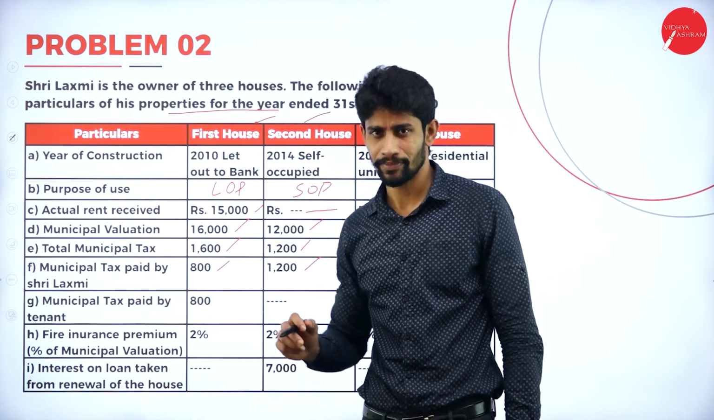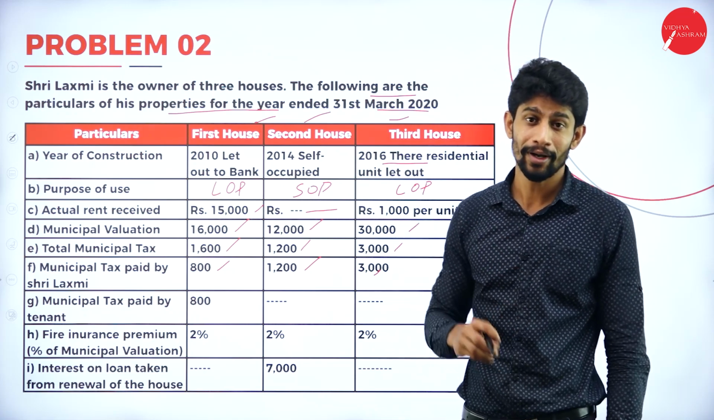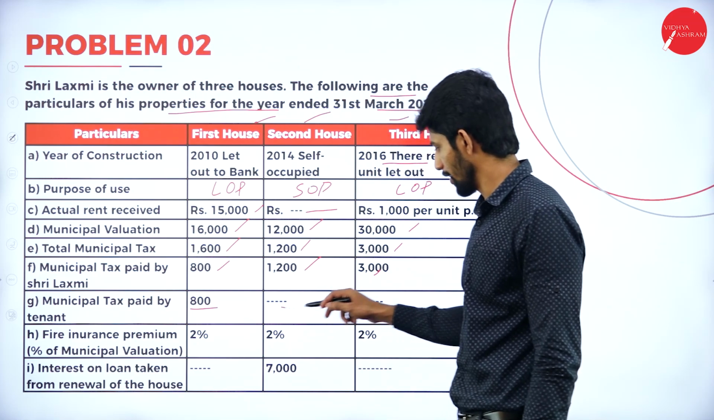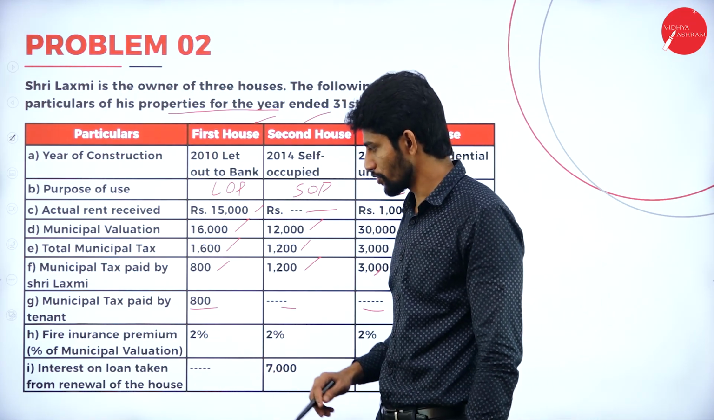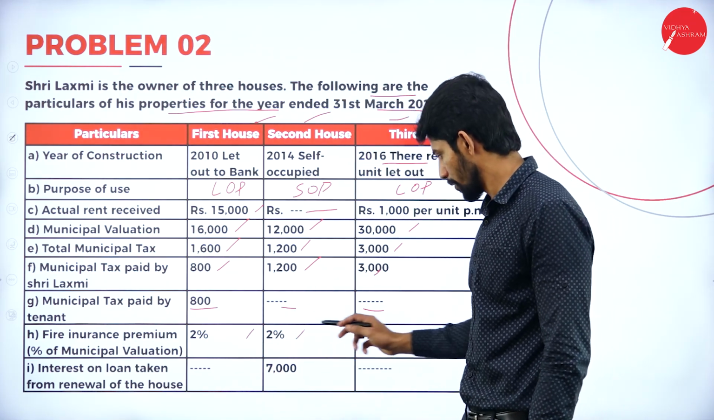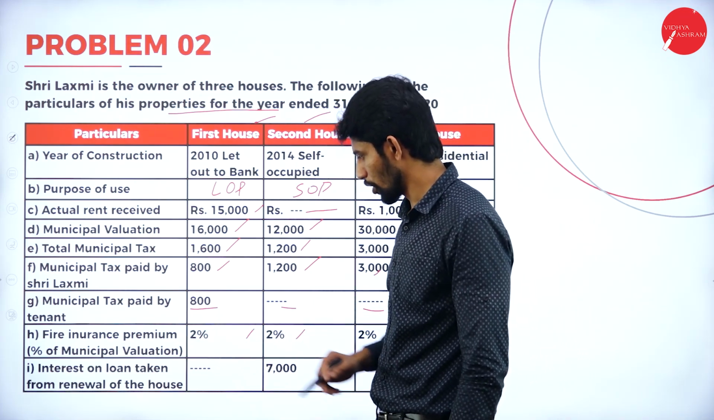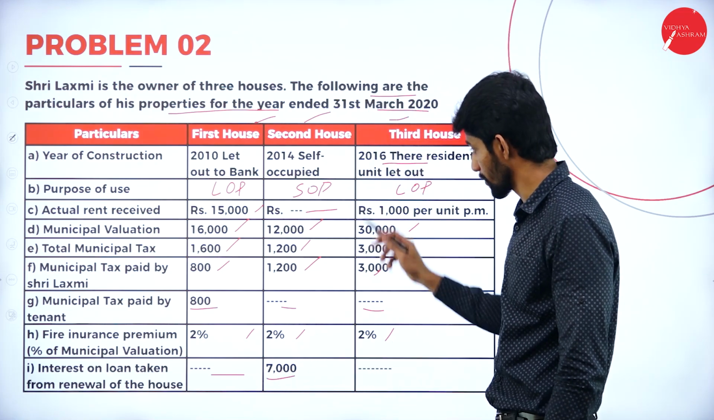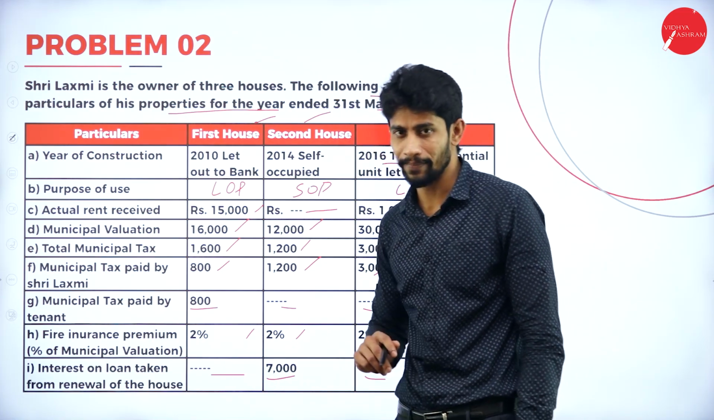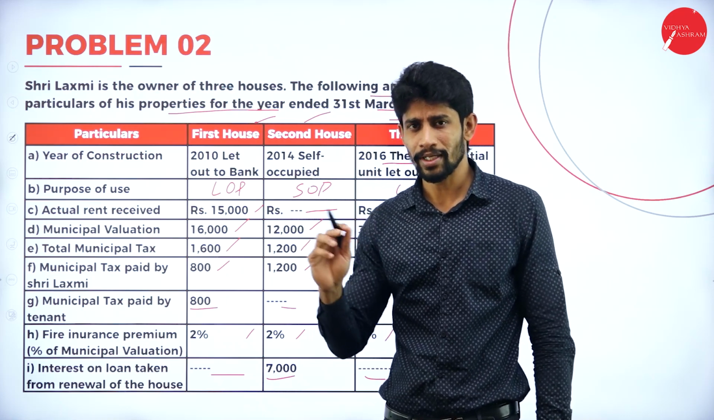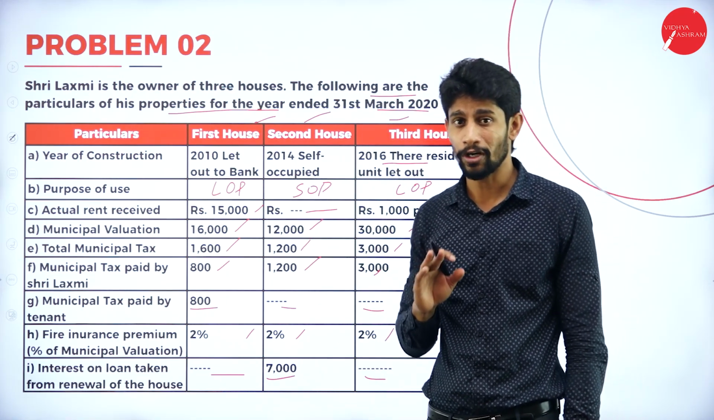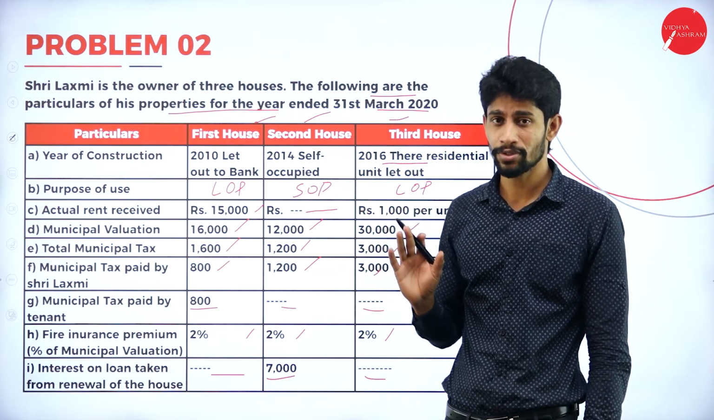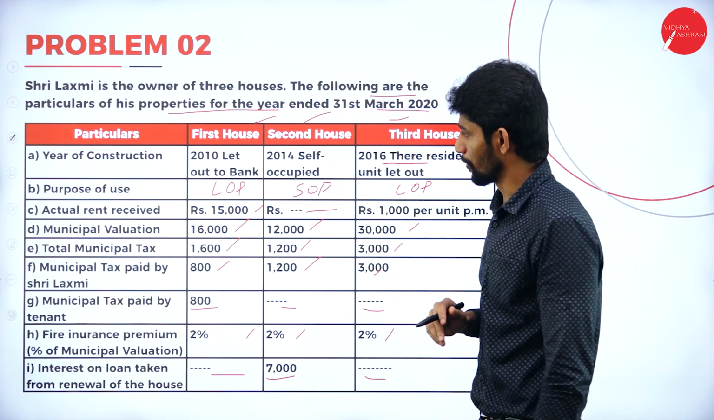Paid by tenant, the person who came for the rent: 800, nil. And next, fire insurance premium 2%, 2%, 2%. And interest on loan taken for renewal of house: 7,000 for self-occupied, house 1 and house 3 is nil. Fire insurance premium or whatever other additional expenditures are incurred should not be considered. Whatever I told, only that much should be considered to compute the problem.